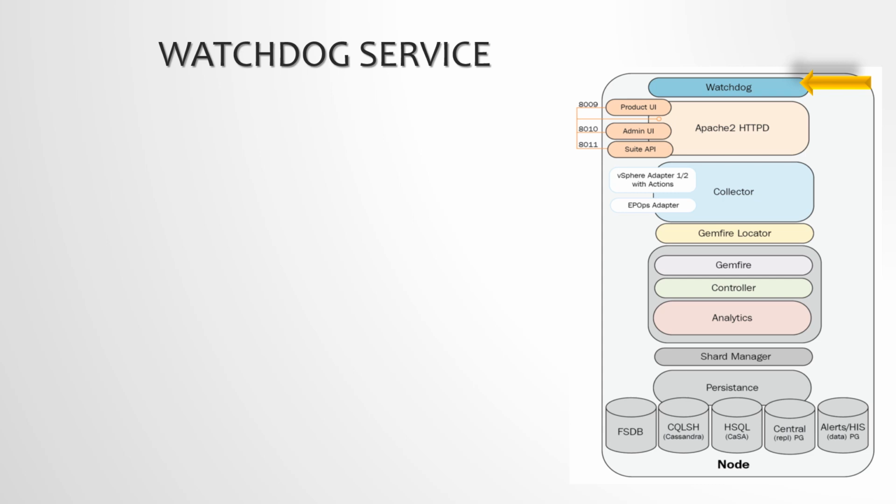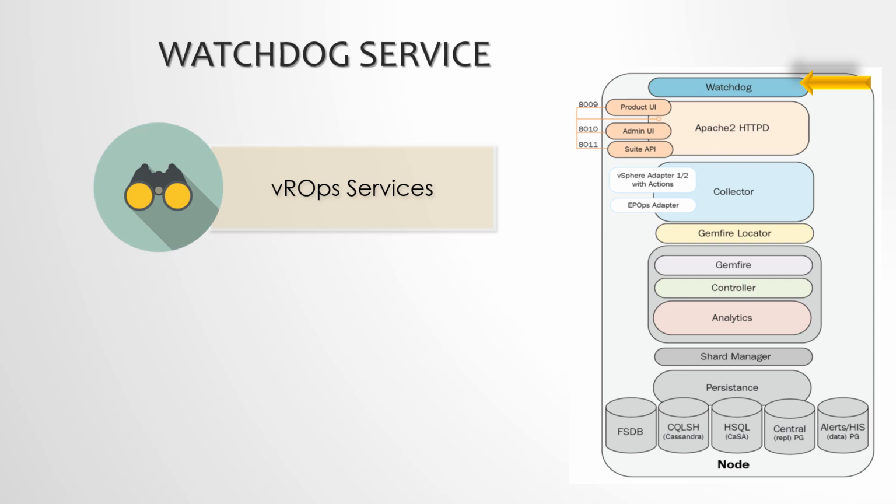Watchdog service is the first component and it is a Python script. Its job is to monitor whether all the necessary vROPs services are running or not. So let's say due to some issue, one of the services stops. At that time, what Watchdog will do is try to restart that particular service. So the question is how it is achieving that.